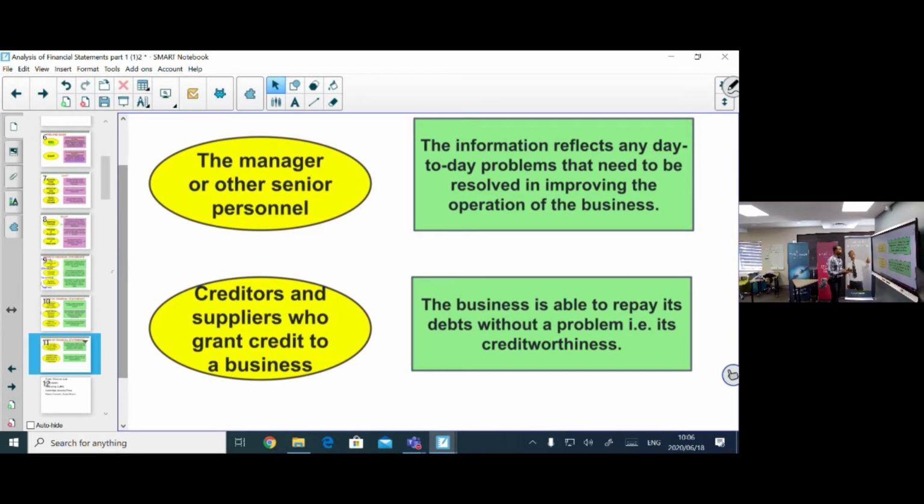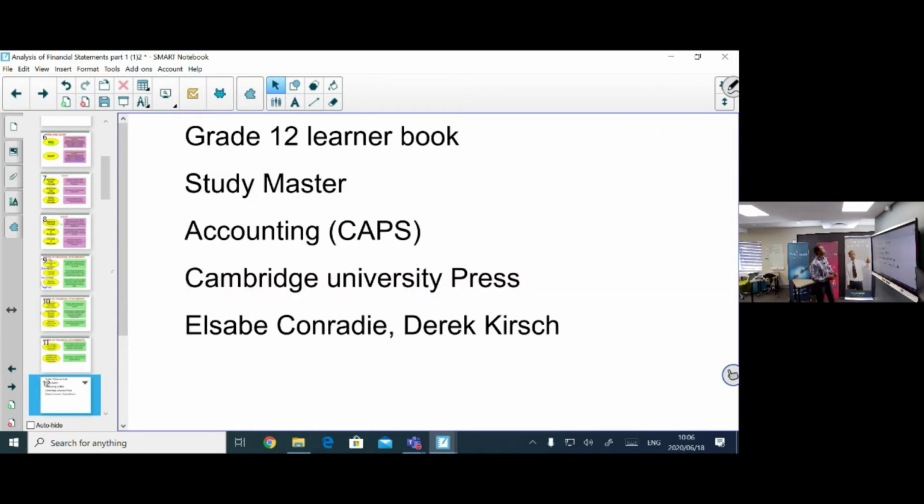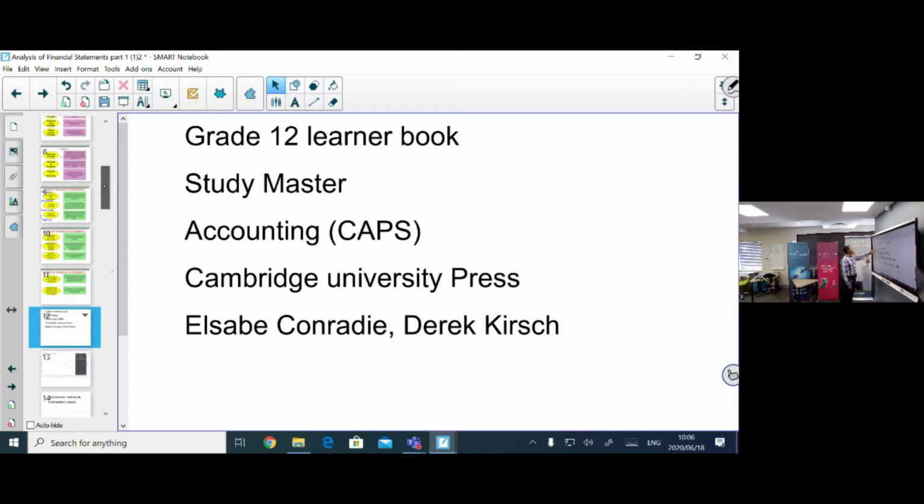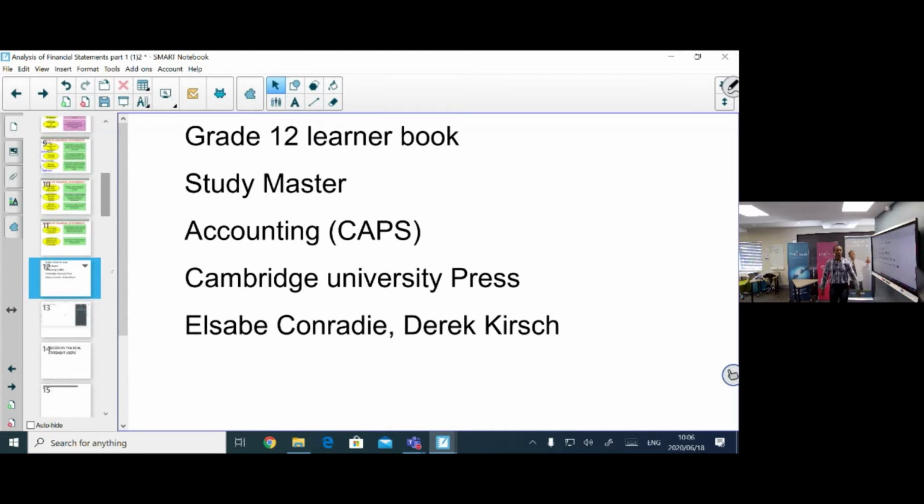This activity is found in the grade 12 learner book, Study Master Accounting CAPS, from Cambridge University Press. This book is mostly used by a lot of public schools, especially in Gauteng. That's why I chose an activity from this book. So we're going to do an activity.